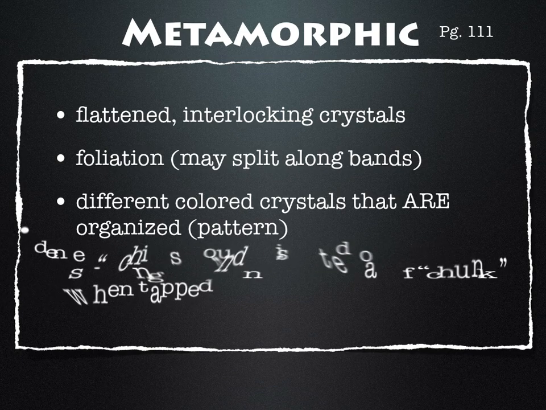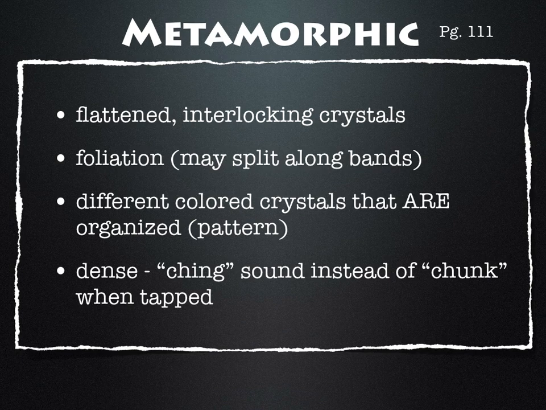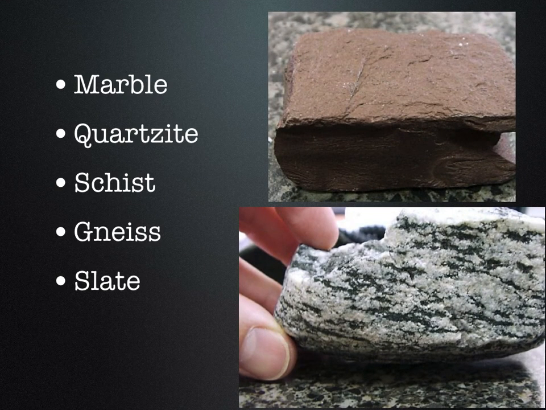Probably the least reliable but most interesting of the characteristics is they sometimes have a ching sound instead of a chunk when tapped against a table. Common examples include marble, quartzite, schist, gneiss, which is shown in the bottom right, and slate, which is shown in the top right.